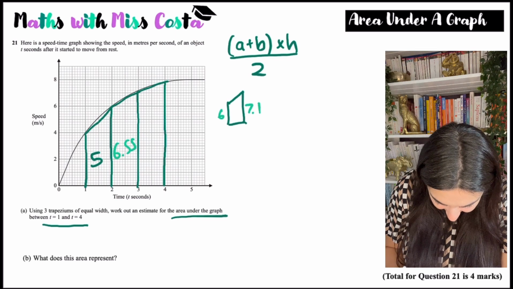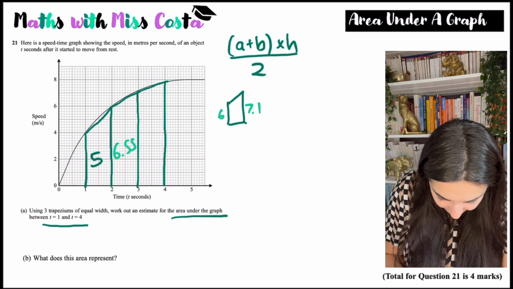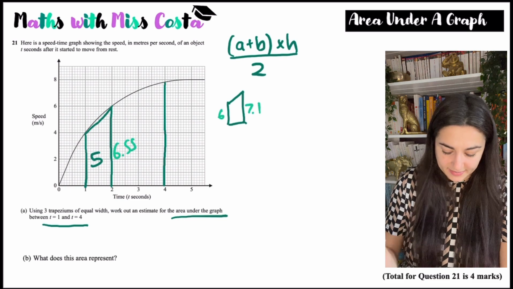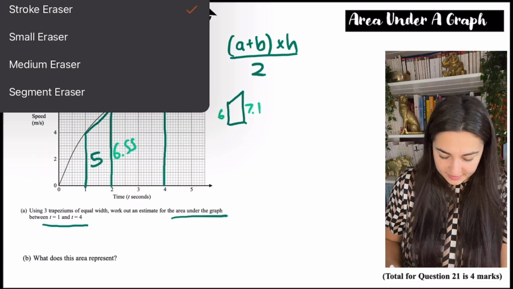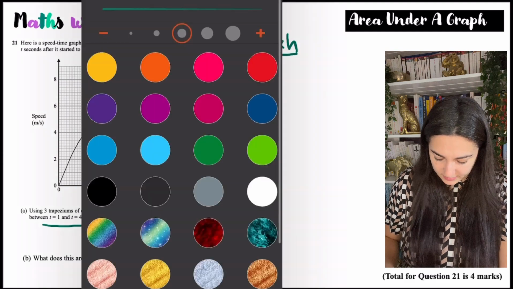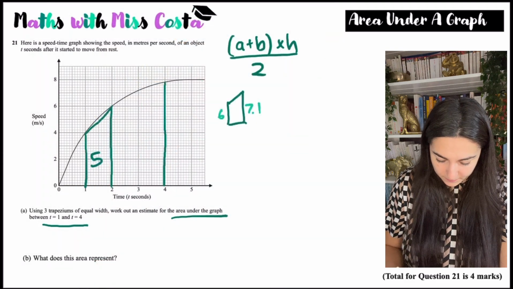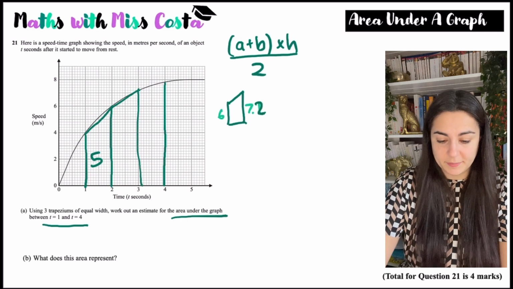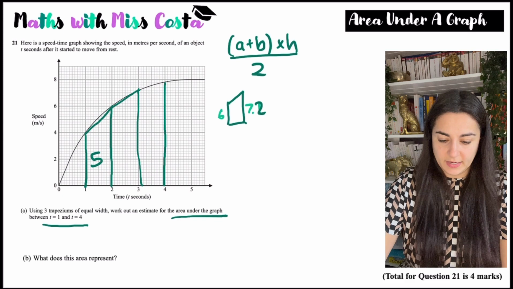And then again, is that 7.1? Do you know what? Let me just delete this so that I can see it better. I'm going to say that's 7.2 actually. I take it back. Let's undo that. Why does it undo everything? So that's 7.2. Let's just do this properly. 6 plus 7.2 divided by 2 is 6.6.